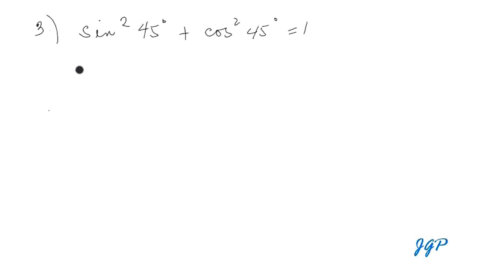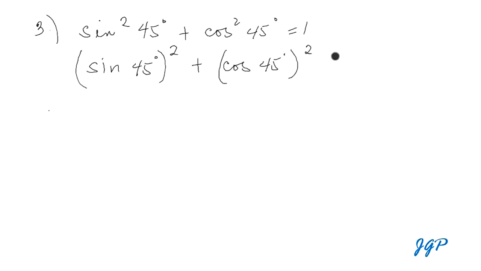Problem number 3, we have sine squared of 45 degrees plus cosine squared of 45 degrees is equal to 1. So, let's rewrite this. We have sine 45 degrees, squared, plus cosine 45 degrees, and then squared, is equal to 1.